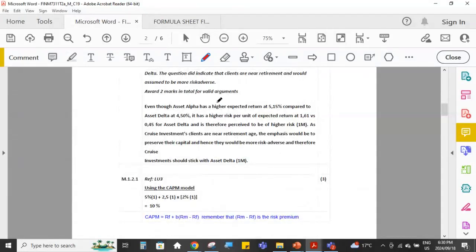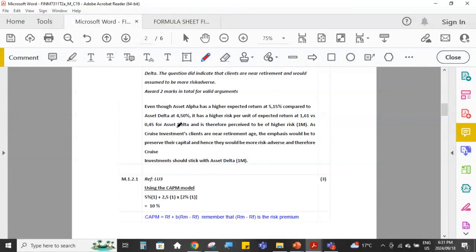So even though asset alpha has got a higher expected return of 5.15 compared to the 4.5 of asset delta, so in terms of return, it's higher. But this is important. It's got a higher risk profile because it's got a per unit risk of 1.61 versus only 0.45 units of risk for each percentage return for asset delta. So therefore, this asset alpha is definitely of a higher risk than asset delta.